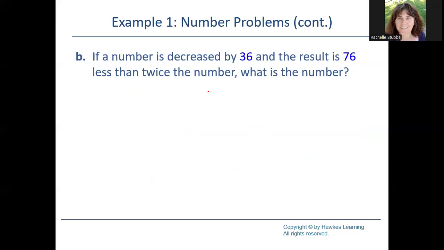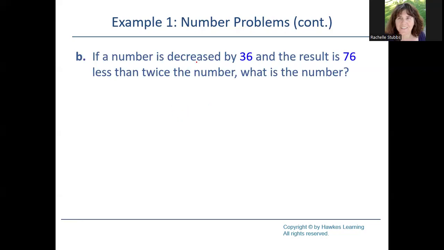And I could say, does that work for 3 times a number plus 5? A negative 10 plus 5 is negative 5. 3 times negative 5 is a negative 15. And 2 times the number, a negative 10, plus a negative 5 is negative 15. So yeah, it works, just looking at it.